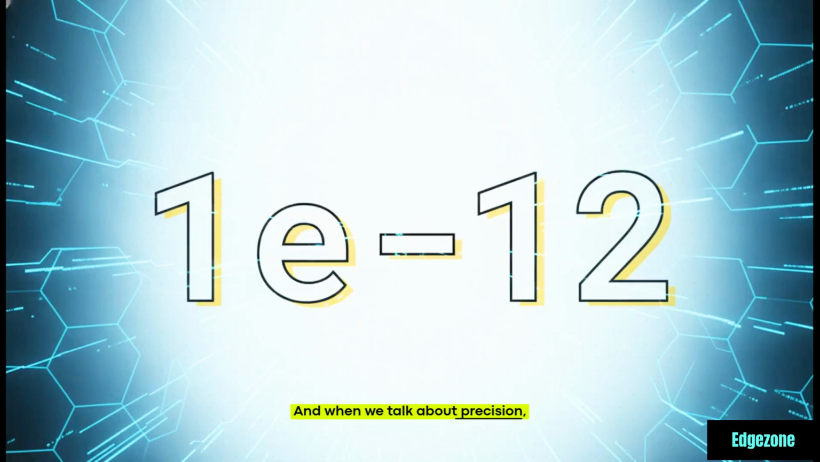And when we talk about precision, we mean down to the microscopic level. In our source code, we actually define a floating point tolerance called EPS2, and we set it precisely to 1 × 10 to the negative 12.